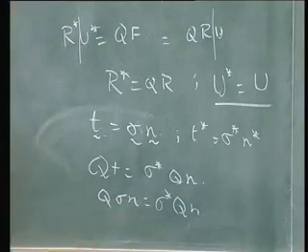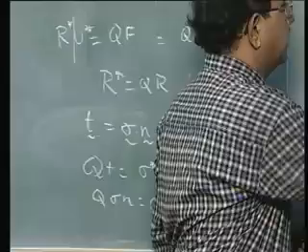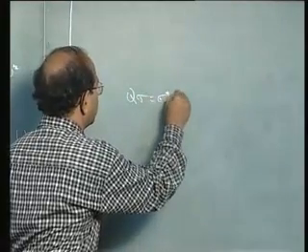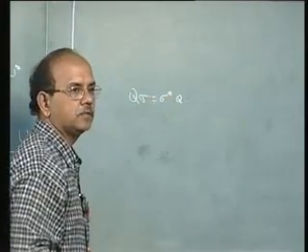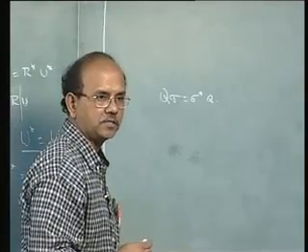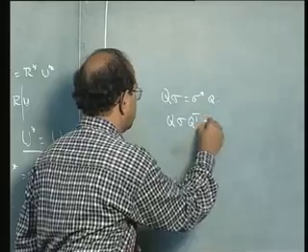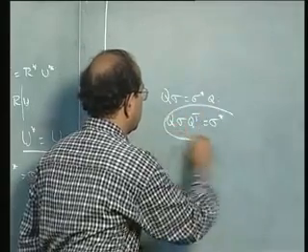Comparing the left hand side and the right hand side, I can say that Q sigma is equal to sigma star Q, and noting the fact that Q is an orthogonal tensor, so Q inverse equal to Q transpose, Q sigma Q transpose is equal to sigma star.